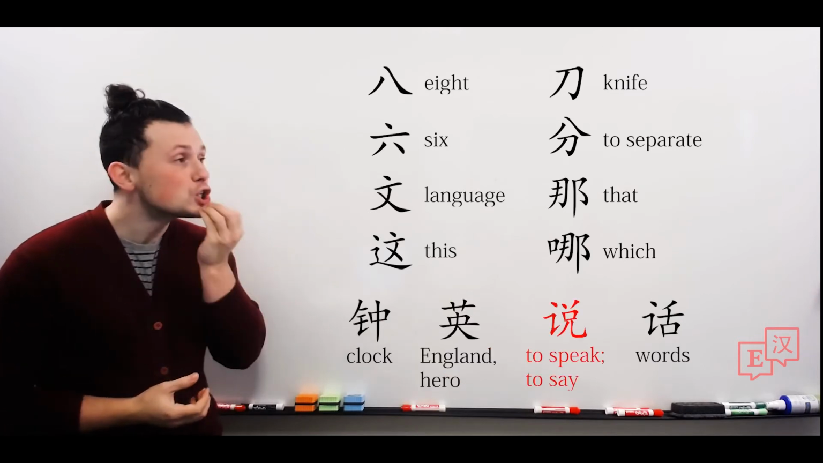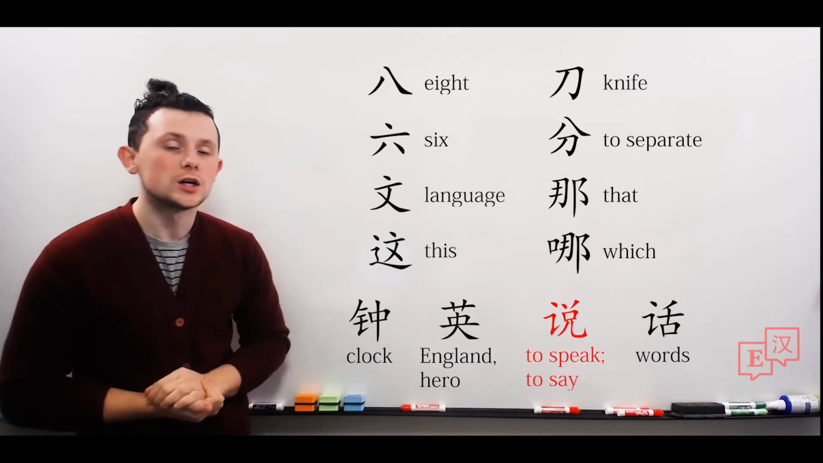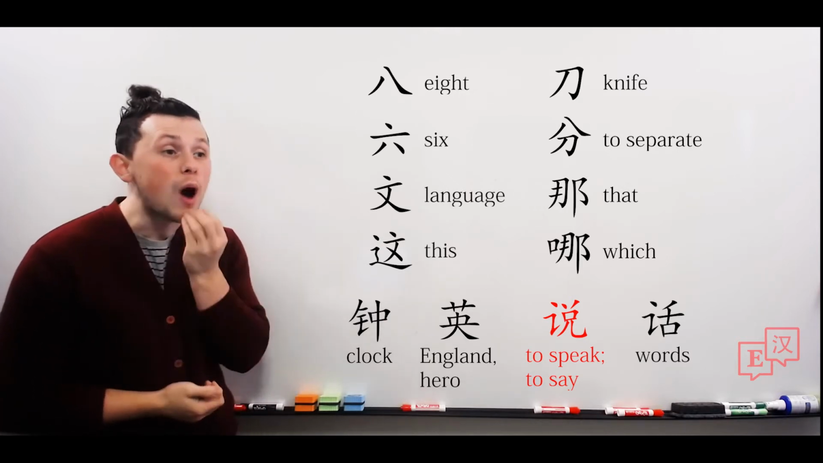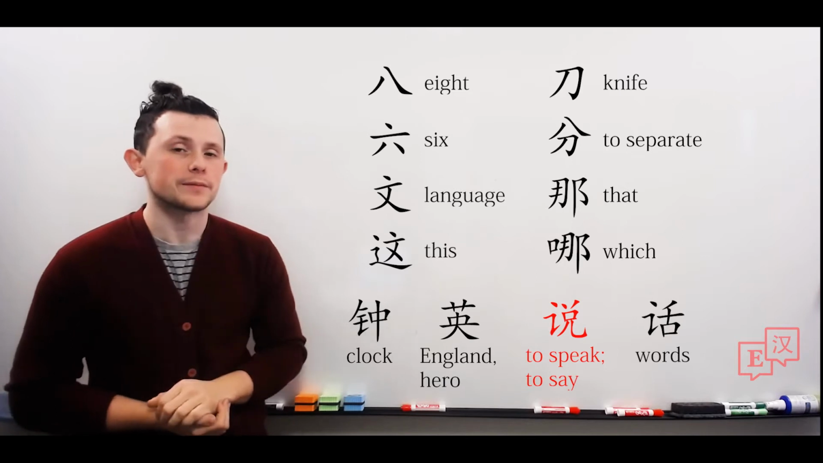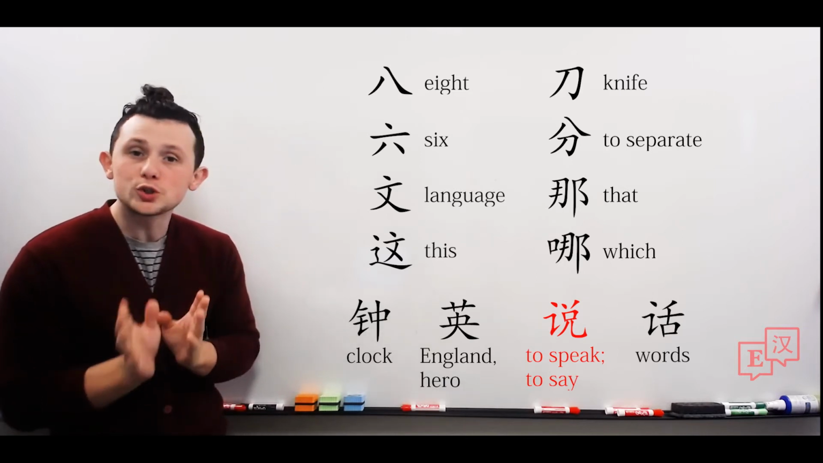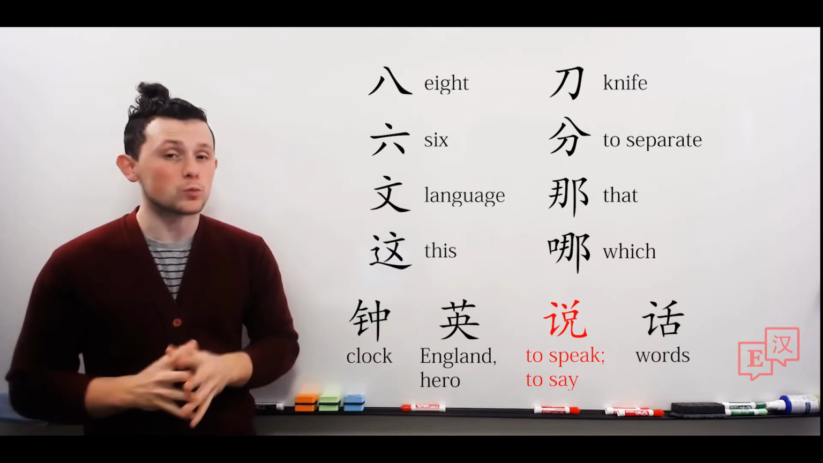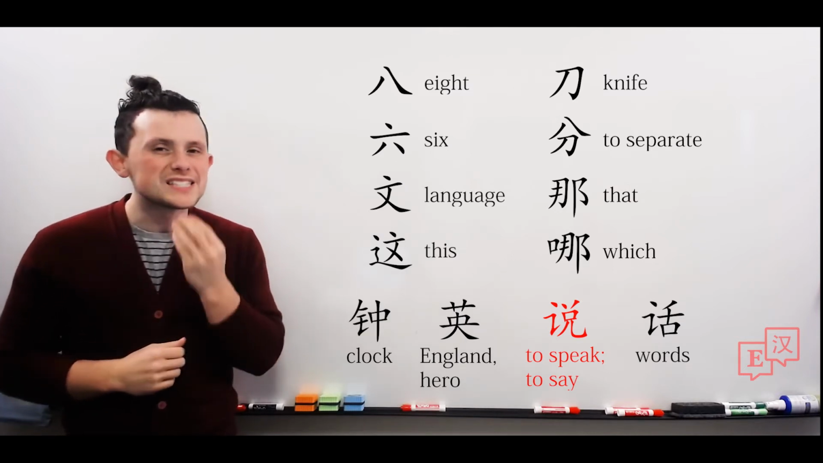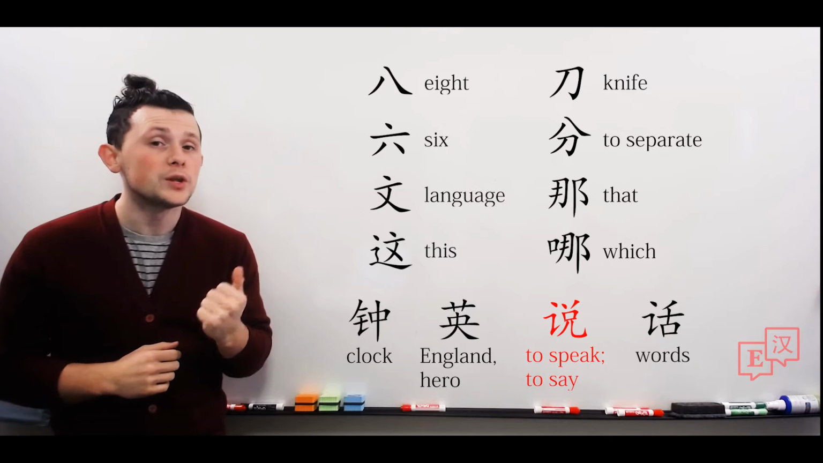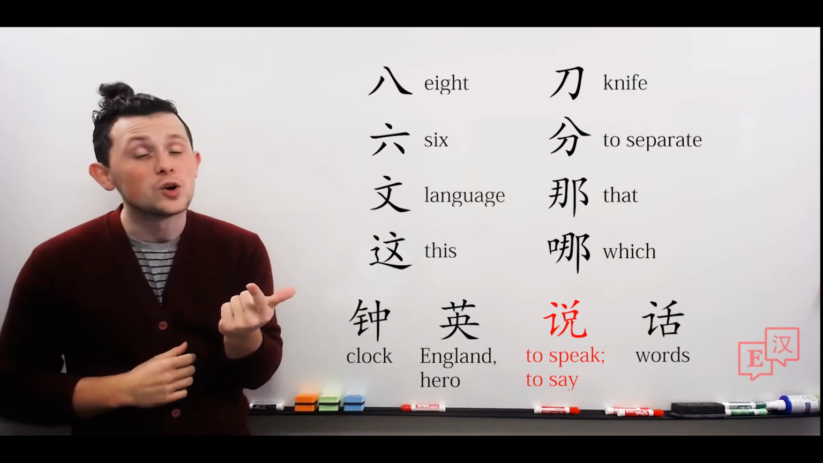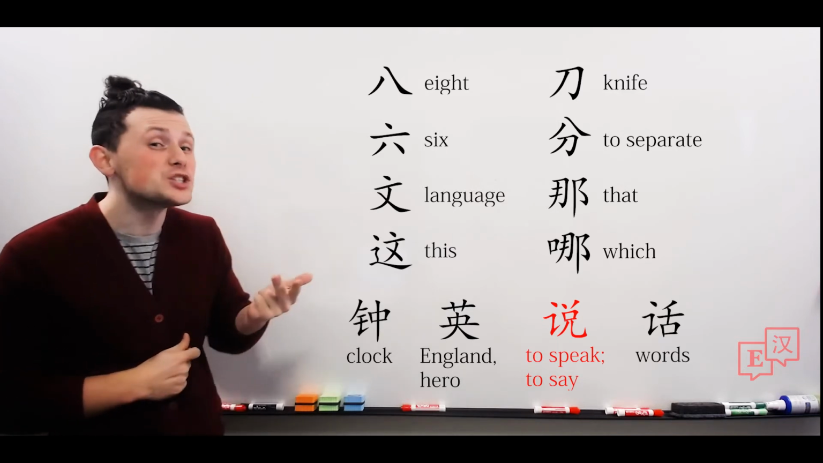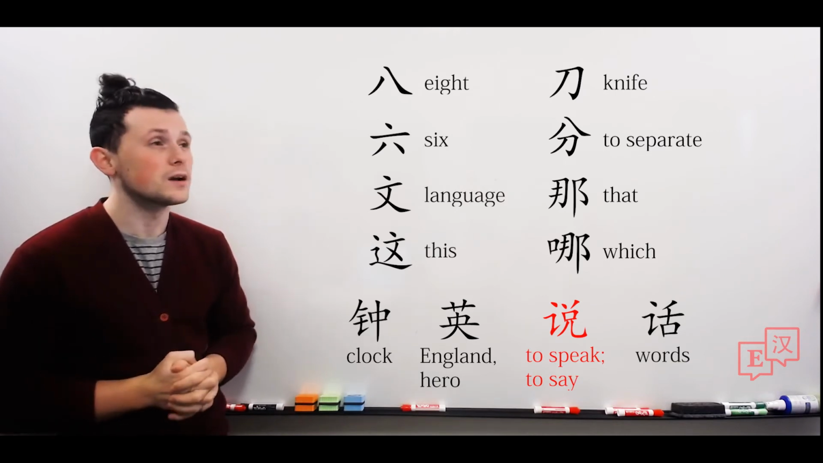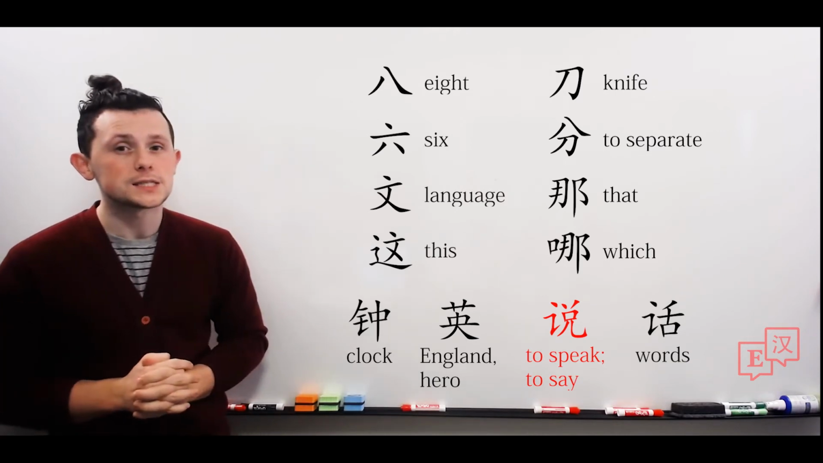Next. 说, to speak. So to actually say something. Now, note, 说 is fine by itself. It is a word. However, it is often used for many different purposes. You can say something with 说. You can talk about something with 说. And you can mention something with 说. So context will make that clear, what our actual meaning is.